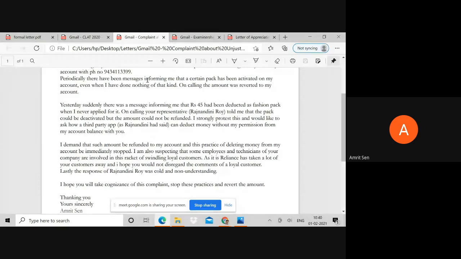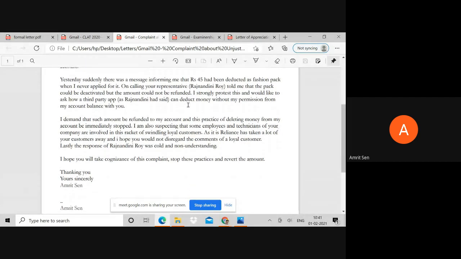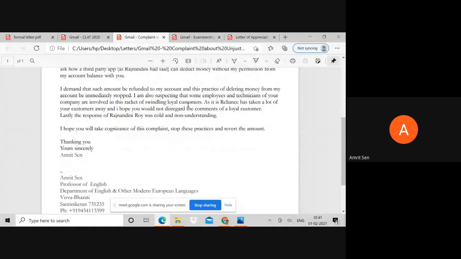Now, let me carry on with this particular letter, because this is something which you might have to do later on. Yesterday, suddenly there was a message informing me that that much amount had been deducted as a fashion pack. On calling, your representative told me that the pack could be deactivated, but the amount could not be refunded. So I am protesting. I strongly protest this and would like to ask how a third party app can deduct money without my permission from my account balance with you.